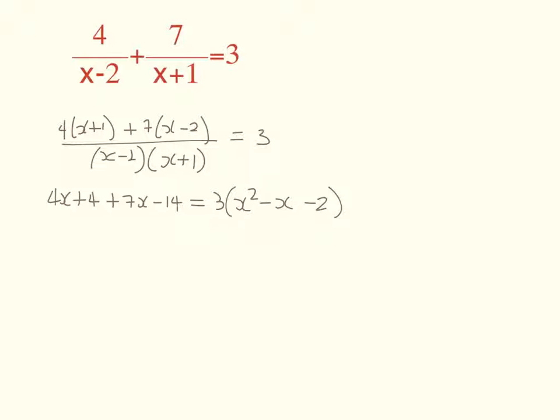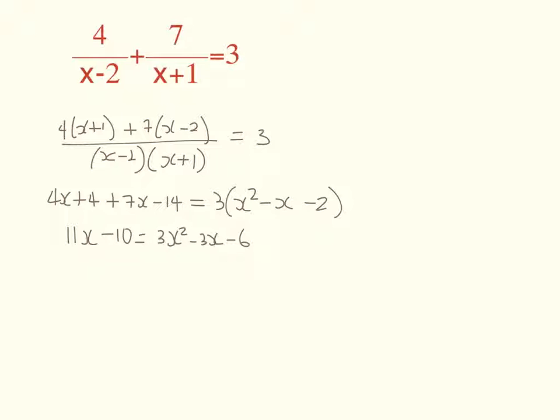So I'll start simplifying on the left hand side. The 4x and the 7x I'll add together to give me 11x, plus the 4 and the 14. Actually, this should be a minus, not a plus. I'll have to scribble that out. Okay, so 11x minus 10 is equal to 3x squared minus 3x minus 6. That's what we're going to have there.